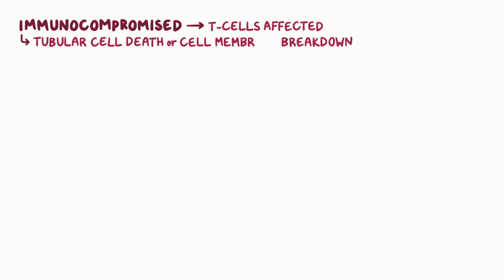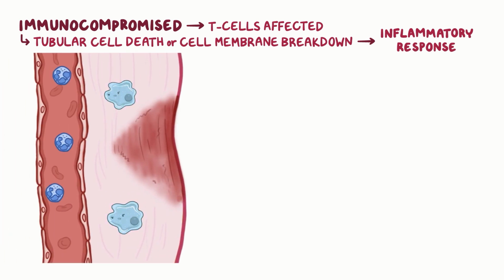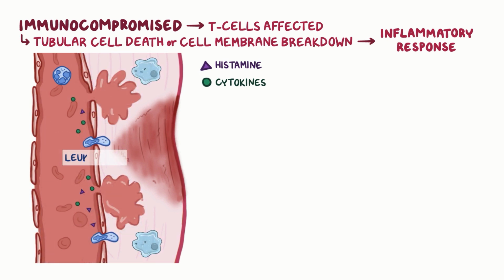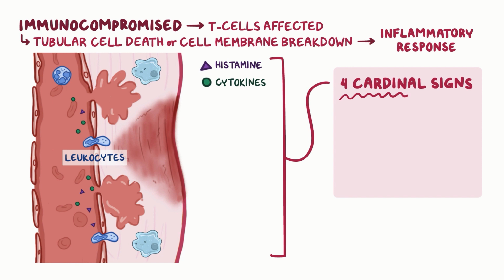In immunocompromised individuals, T cells are affected, and without them, the BK virus in the epithelial cells starts multiplying once again, which results in tubular cell death by lysis, or the breakdown of the cell membrane, releasing the virus into the interstitial tissue. This elicits an inflammatory response from the host. Namely, white blood cells like macrophages found in the affected tissue release inflammatory mediators like histamine and cytokines. This makes blood vessels in the infected area dilate and become more permeable, allowing more leukocytes and fluid to enter local tissue. The end results are the 4 cardinal signs of inflammation: heat, pain, redness, and swelling.